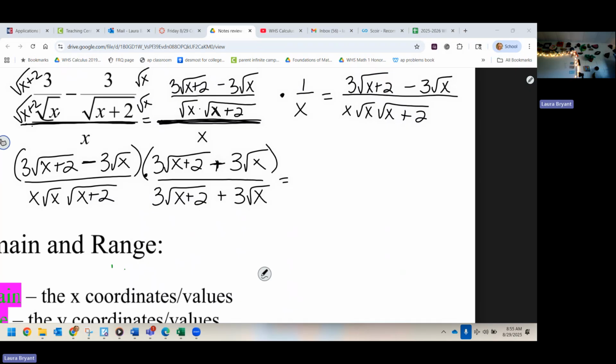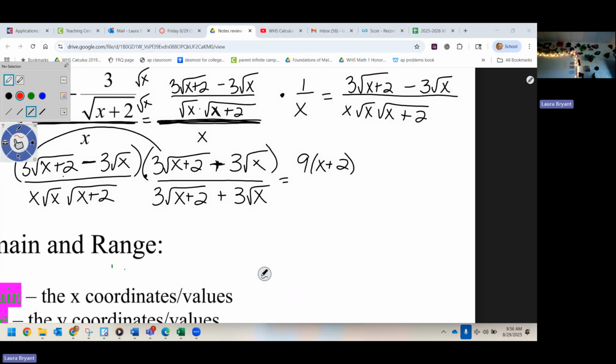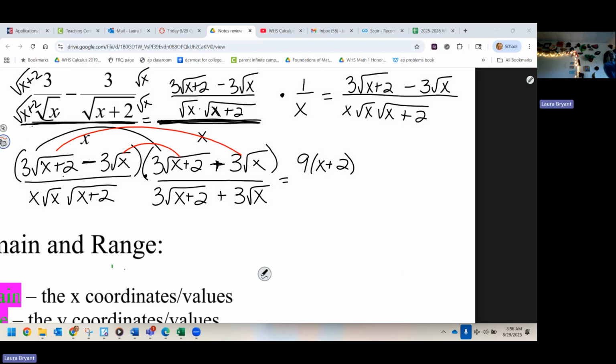So I'm just going to do first times first, which is going to be 9, and then the square roots cancel out. So 9, and then just times x plus 2, because the square roots cancel. Here's the step that you can skip. When I do outer and inner, I know those two are going to be a positive something and a negative something that are identical, and they will drop out. Because it's a conjugate, I can skip that step. And then I'm going to go back to doing last times last, and I'll get minus 9 times just x, because that square root will cancel.